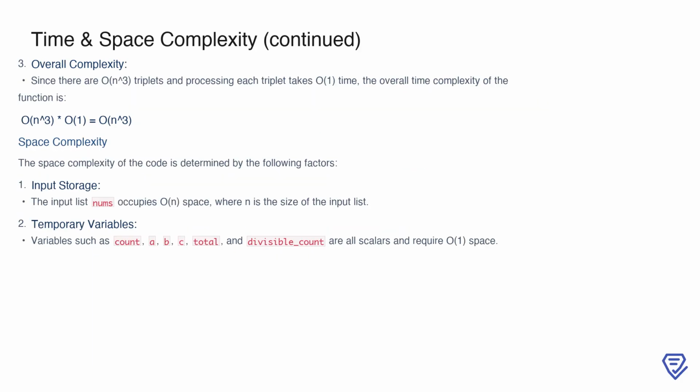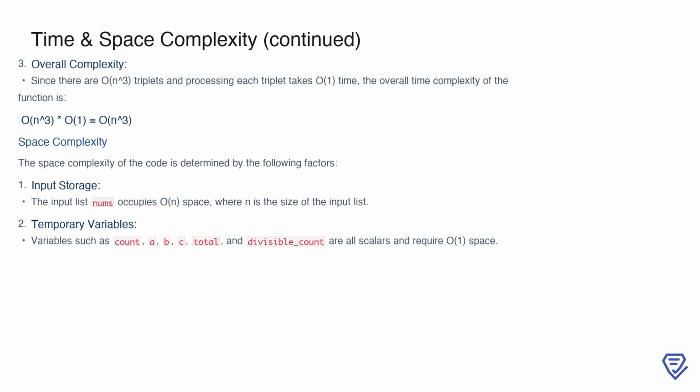To determine the overall time complexity, we consider the number of triplets and the operations performed on each. Since there are O(n^3) unique triplets and processing each triplet involves O(1) operations, the overall time complexity becomes O(n^3) multiplied by O(1), which simplifies to O(n^3).